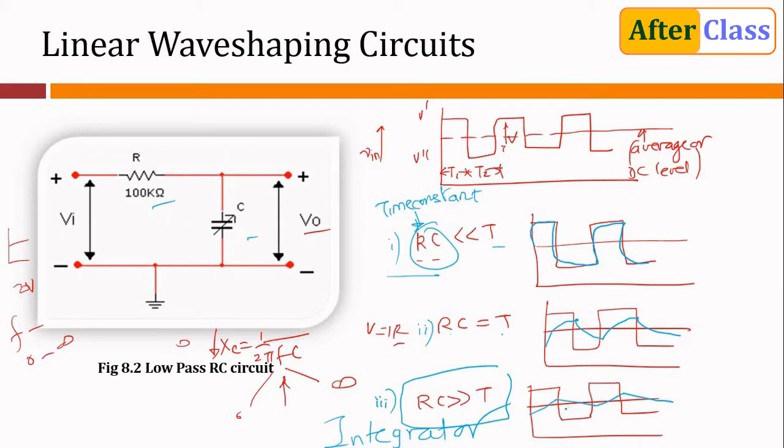A circuit that gives an output voltage directly proportional to the integral of its input is referred to as an integrating circuit. Let me repeat this important statement again. The circuit that gives an output voltage directly proportional to the integral of its input is referred to as an integrating circuit. Let me write here: integrating circuit, or output equals integral of input. Now this is a typical integrating circuit. The output voltage across C will be the integral of the input voltage.